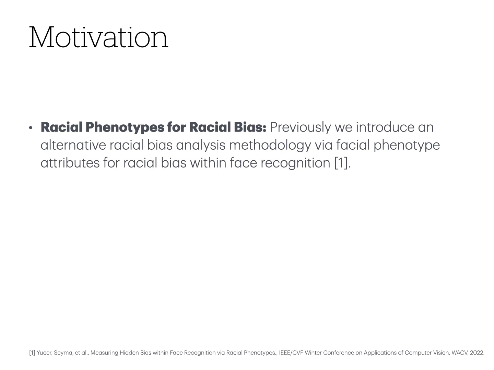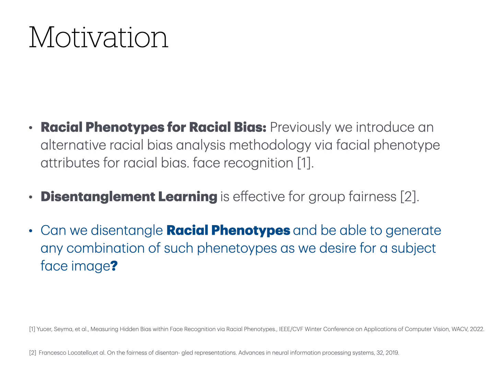Previously, we proposed analyzing racial bias by focusing on specific facial phenotype attributes, providing a more nuanced approach compared to the traditional methods. Additionally, disentanglement learning has shown promise in enhancing group fairness by isolating individual attributes. Accordingly, in this study, we ask, can we effectively disentangle racial phenotypes and generate various combinations for any given face? Our work aims to address this by proposing a framework that allows for precise control and manipulation of racial phenotypes.